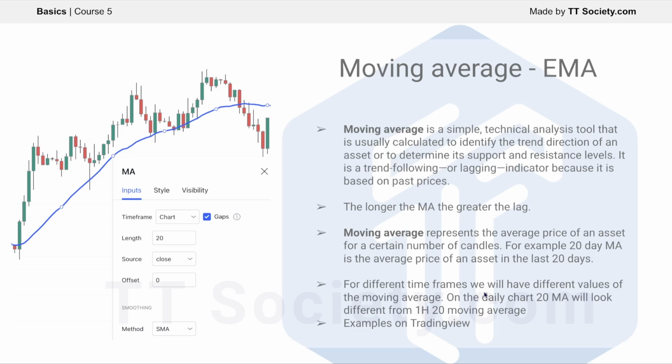For different time frames, we will also use different values of the moving average. On the daily chart, we'll look at a 20-period moving average, while on other time frames, such as 1 hour, the 20-period moving average will be a lot different. Let's look at some examples on TradingView, shall we?